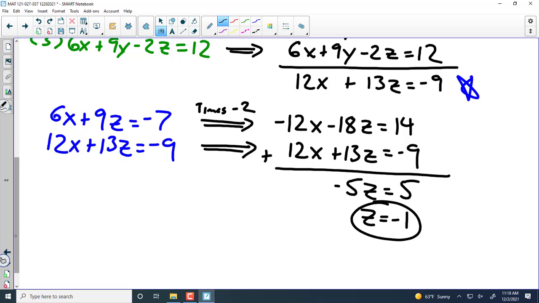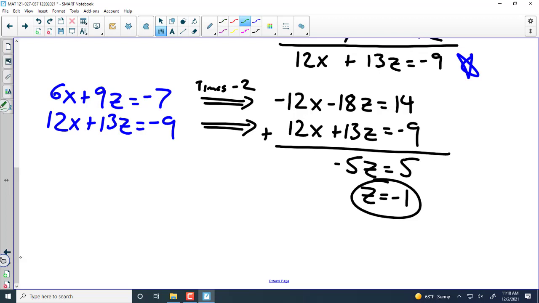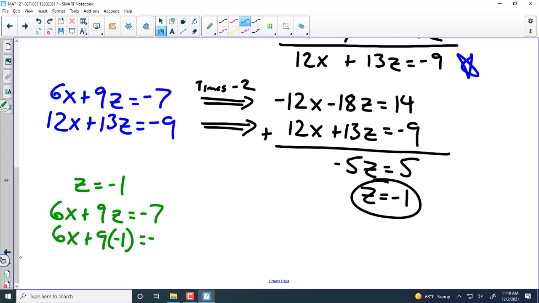Everyone knows that every now and then you will encounter a homework problem that has fractions in it. Now what I need to do is I need to take that z equals negative 1, and I need to find any equation that has both x and z in it. Fortunately, those are both right here. So I'll just use one of those. I'll do 6x plus 9z equals negative 7. So it's going to be 6x plus 9 times negative 1 equals negative 7.